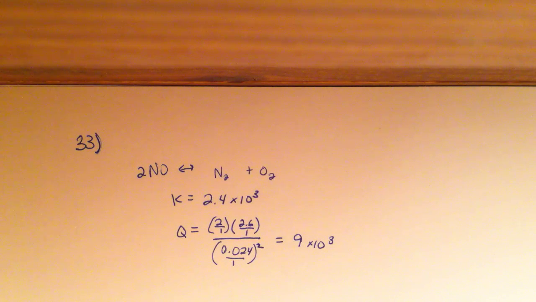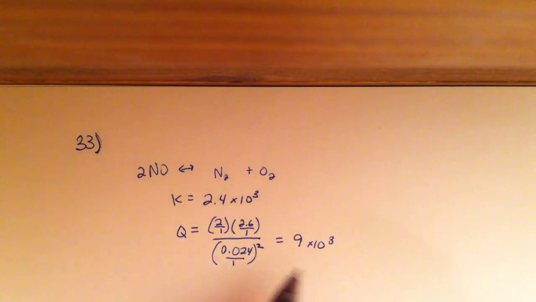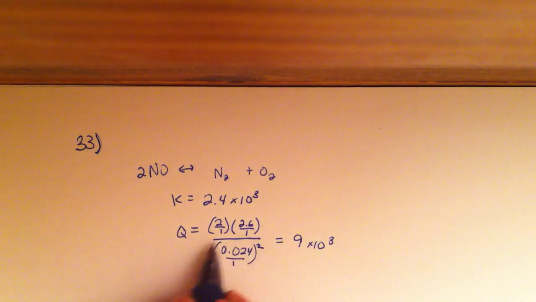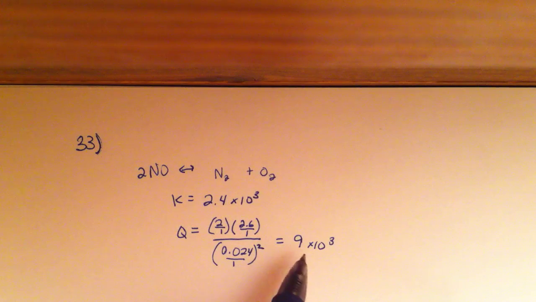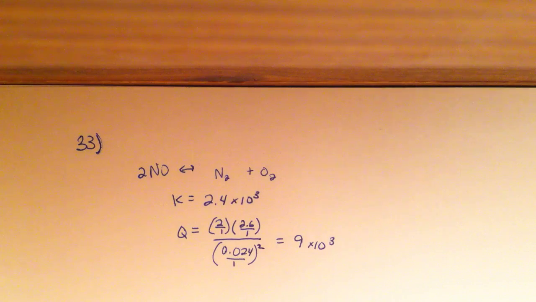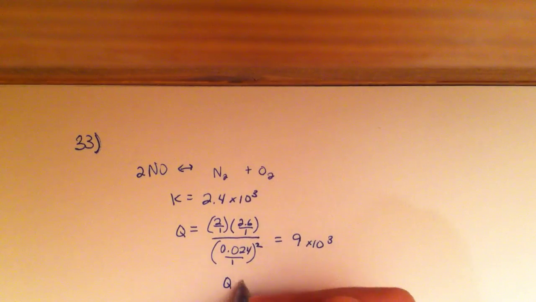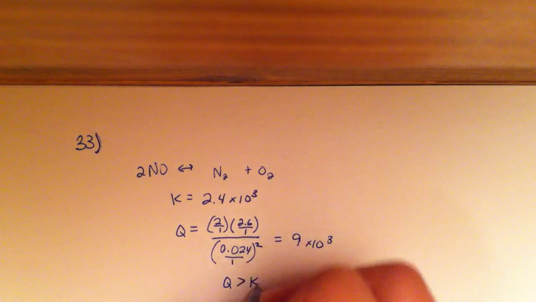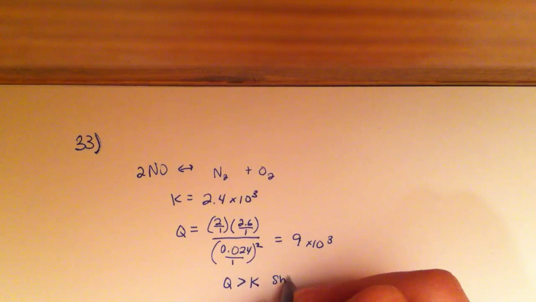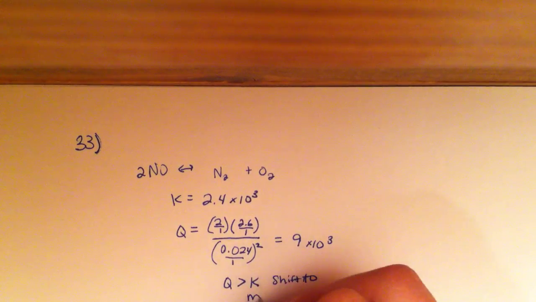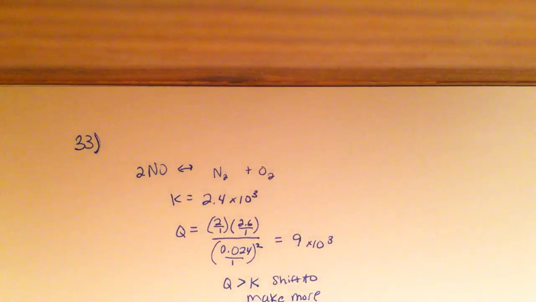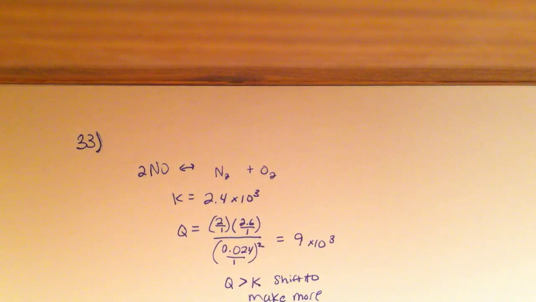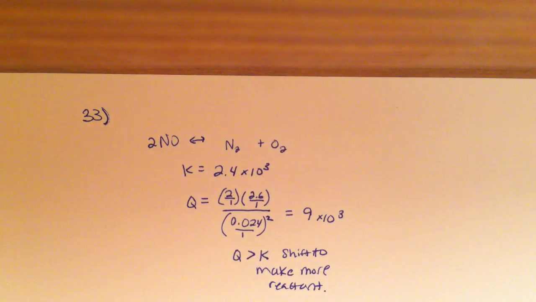So in order to reestablish an equilibrium, since this is big, we need to increase the amount of reactant. Because by putting a bigger number down here, it's going to lower that ratio. Another way to write this is Q is greater than K. So shift to make more reactant. Oops, you can't really see that. But trust me, it says, there it is, reactant.